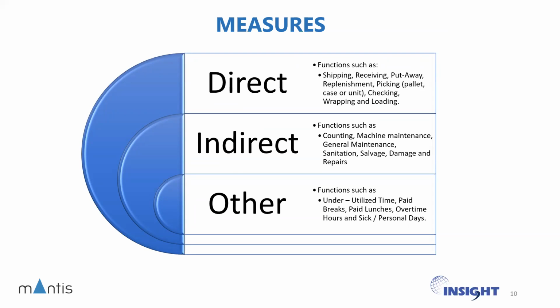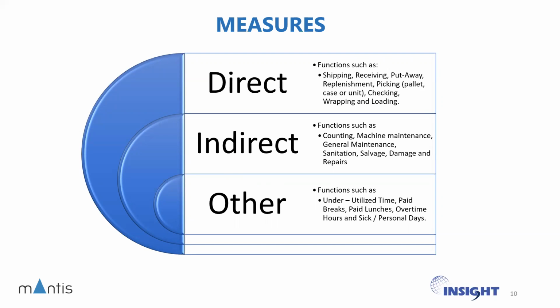On the indirect side, things like counting, maintenance, sanitation, most companies don't have metrics for this. There's not a really great standard set of metrics in the market. So indirects are much tougher to measure, though many companies treat these as time aspects where they clock in and clock out for doing counting or general maintenance or things like that.